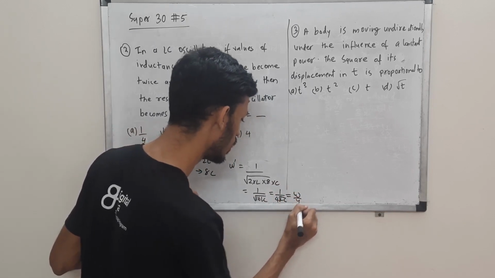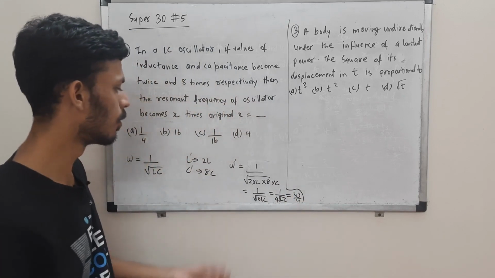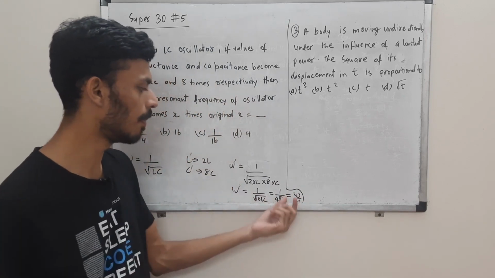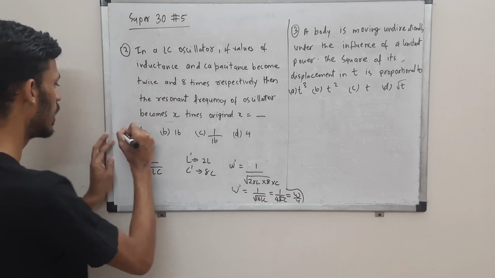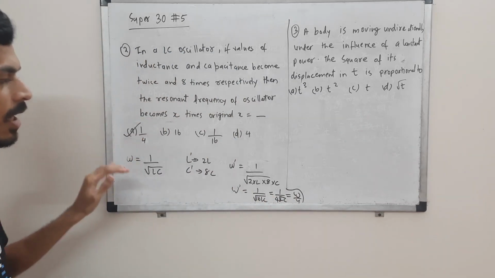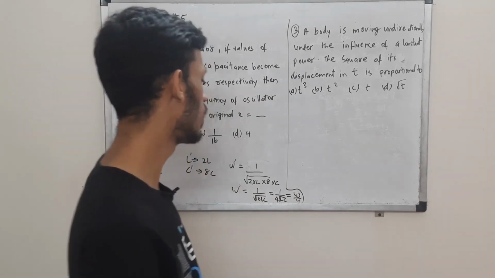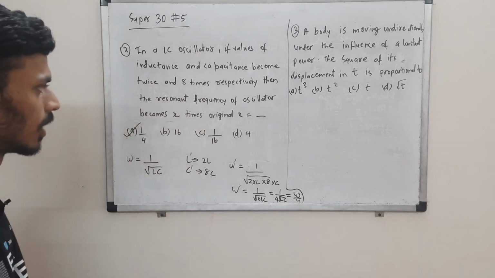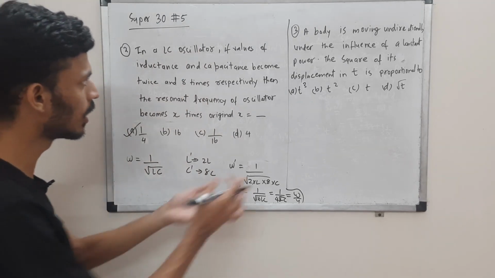So if you see, the new omega, which is omega dash, is omega by 4, right? So you have to multiply the original frequency by 1 by 4, and you'll get the new frequency. Okay, so let's come to this one now.